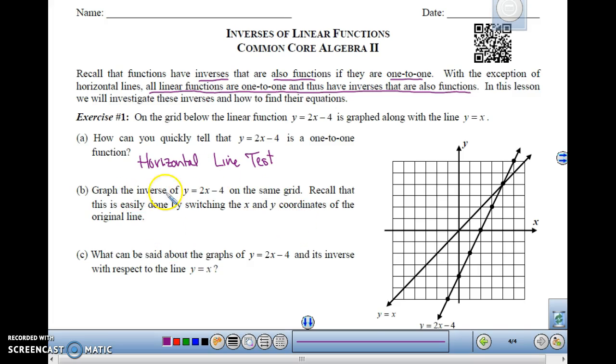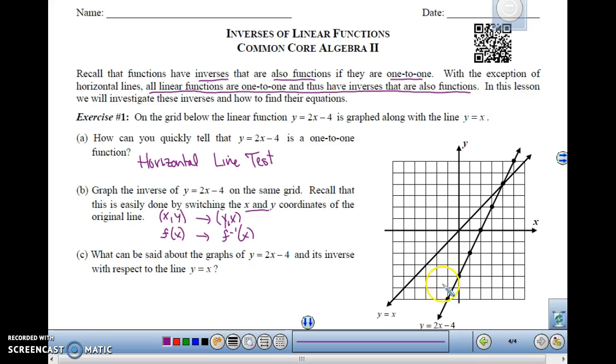All right, now let's graph the inverse. Remember, when you graph the inverse of a function, all you have to do is switch the x and y coordinates. So if you start with a function that's xy, its inverse will be yx. So if this is f of x, this will be f inverse of x. So all you have to do is switch the coordinates. So on a line, it's really easy. You just go point by point.